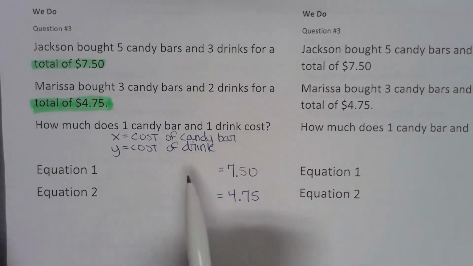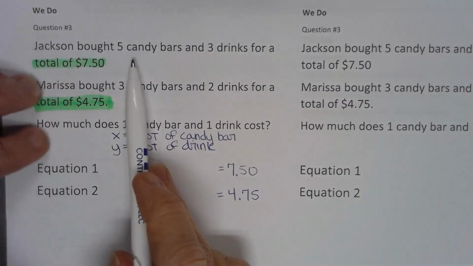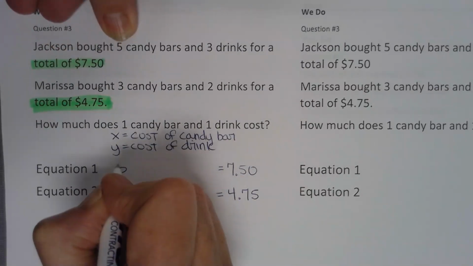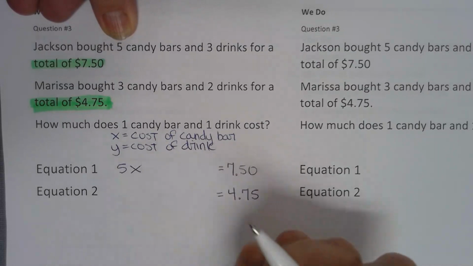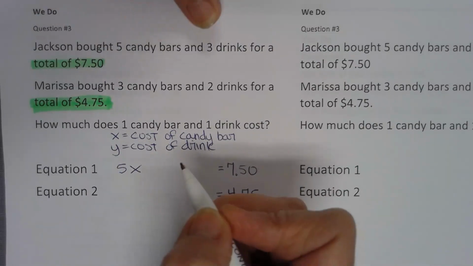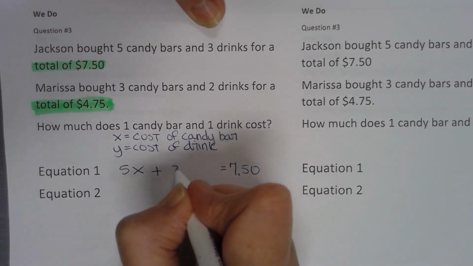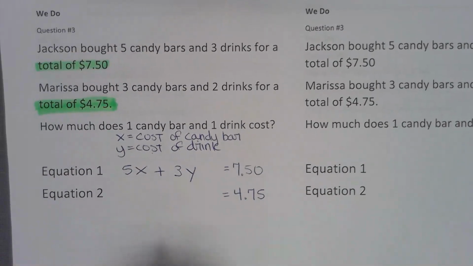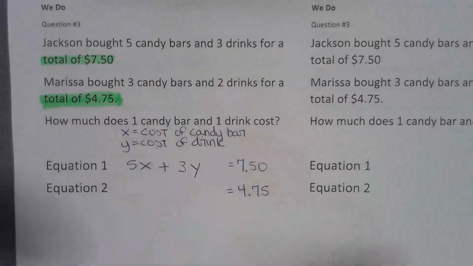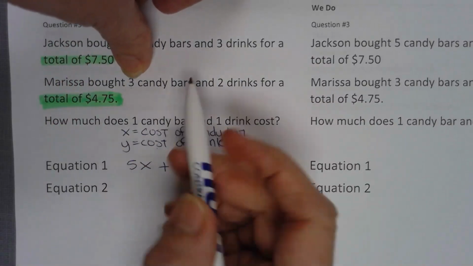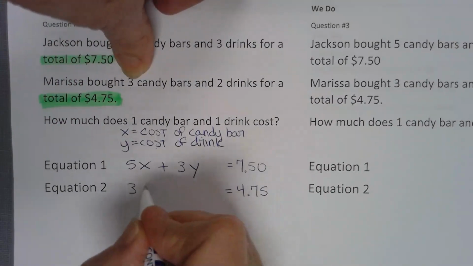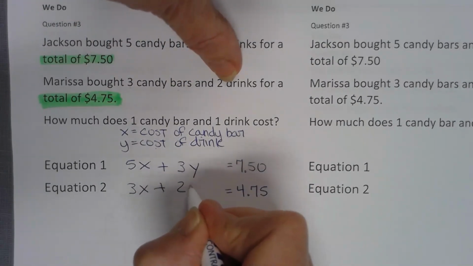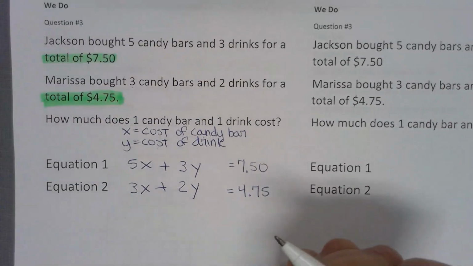And now let's fill in our equations. So the first equation, we've got 5 candy bars, and we need to multiply that by the cost of each candy bar. Then we're going to add 3 drinks, and we've got to multiply by the cost of that drink, and that's going to equal $7.50. And now my second sentence says we've got 3 candy bars, and we're going to multiply that by the cost of each candy bar, added to 2 drinks, and multiply that by the cost of a drink.